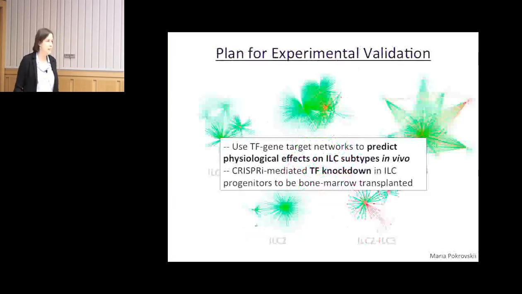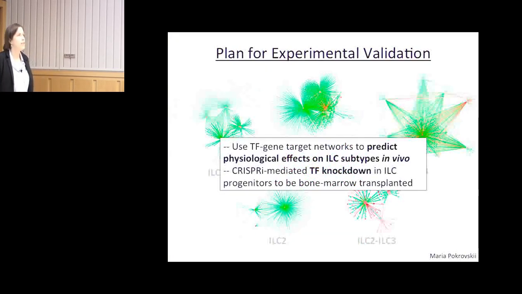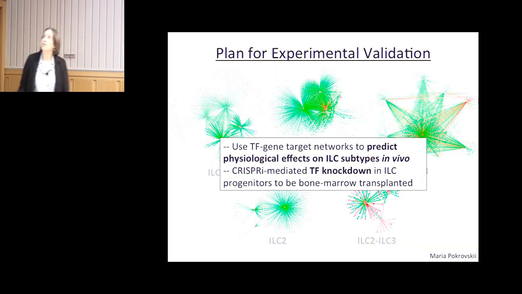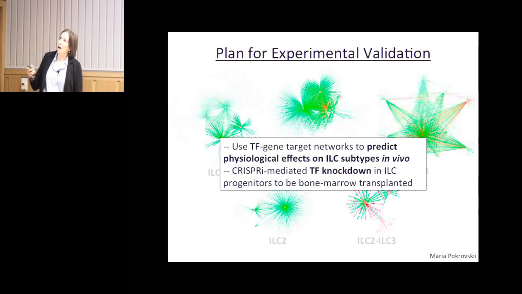What are we doing with these networks? So we have a plan for experimental validation. And one of the cool things about generating networks, as opposed to just figuring out which transcription factors are key, is that if you have a network, you can actually figure out what physiological role the genes that a transcription factor is regulating are actually involved in. So you might know what kind of phenotype to look for if you have a transcription factor knockout. And here, unfortunately, the experimental validation is going to be a lengthy process.